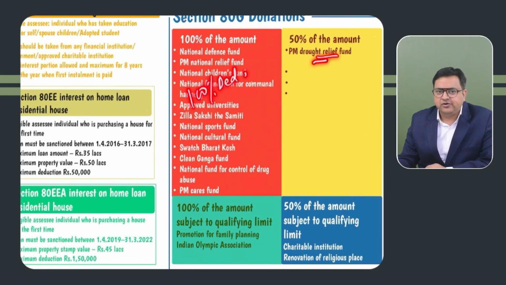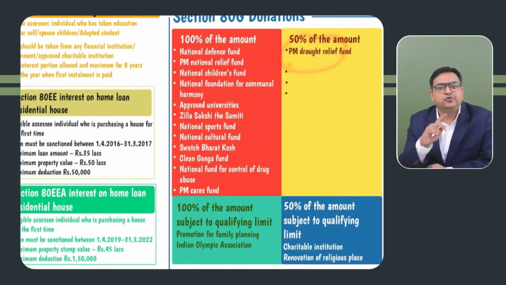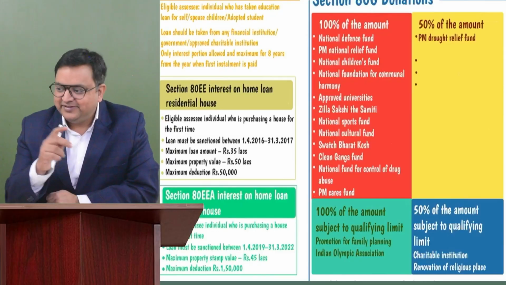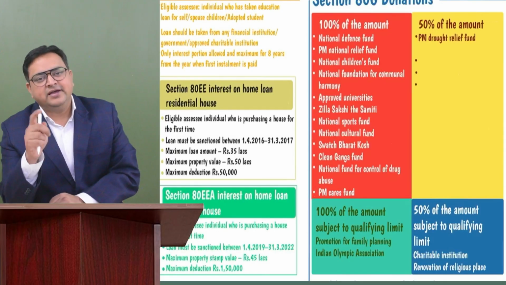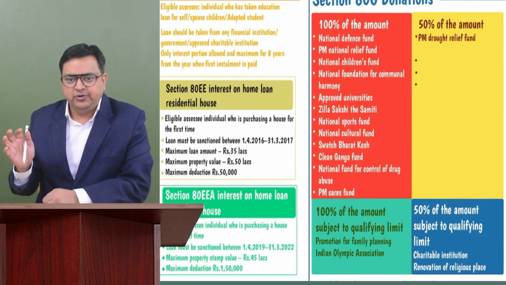Second, Prime Minister Drought Relief Fund. There used to be some more, but now they are deleted. Now it is only one: Prime Minister Drought Relief Fund. Please remember this name. Here you will be getting 50% deduction of the amount donated.